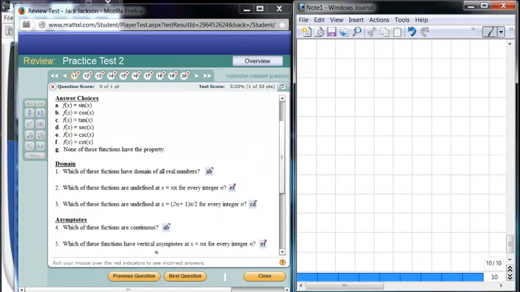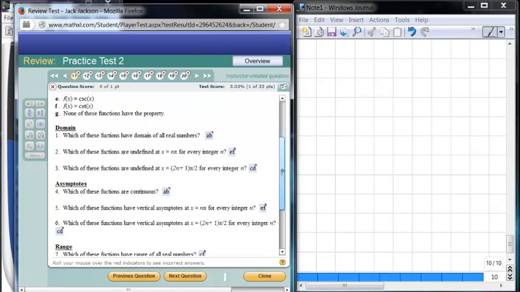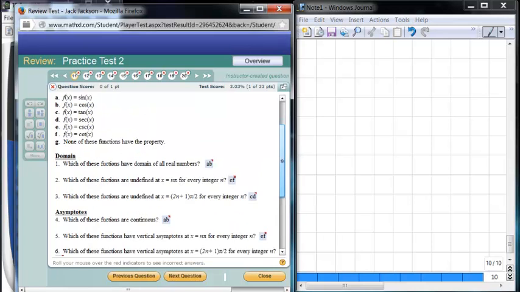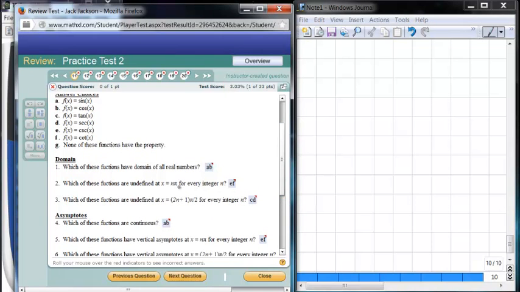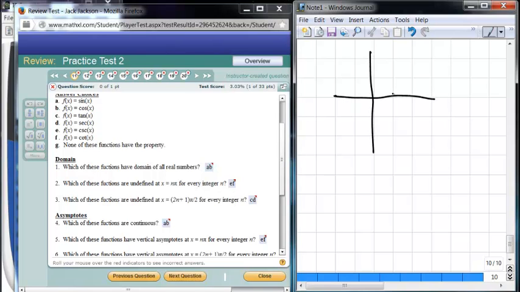Which ones have vertical asymptotes? Well, all the others have vertical asymptotes. Now, where could they be? Which ones have asymptotes at multiples of pi? So they have asymptotes at 2 pi, 0, pi, and minus pi. Which ones are going to have asymptotes there?